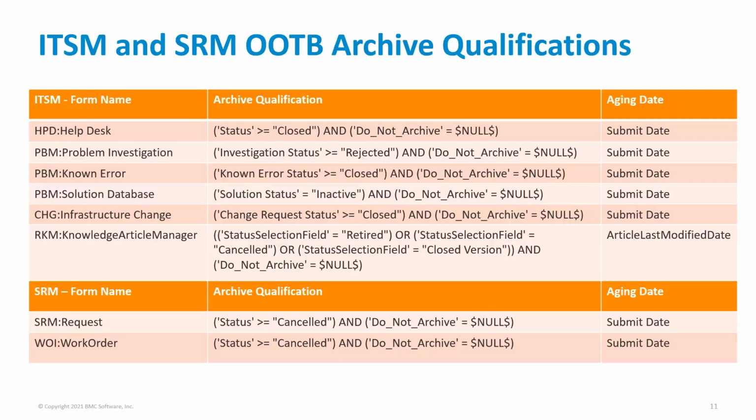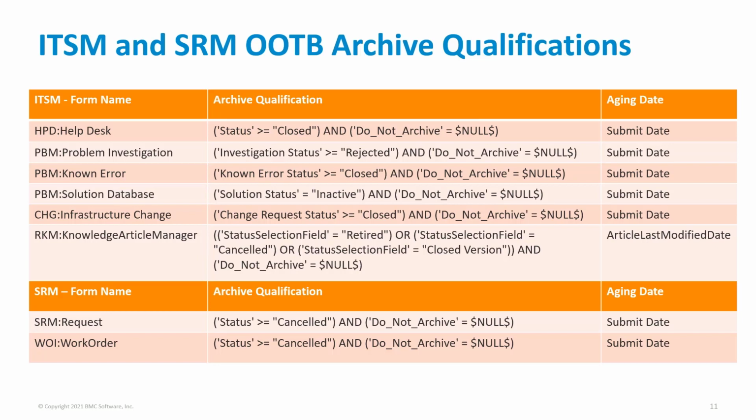Here's an example of just some of the archive policies that come with the product. For example, HPD Help Desk is set up to archive only tickets where the status was greater than or equal to closed and where a field on the form called Do Not Archive has not been set. So this gives you an option. Even if the date criterion is met, you can still identify a record to never be archived, so it always remains in the live data. And lastly, the aging date is based on the submit date.